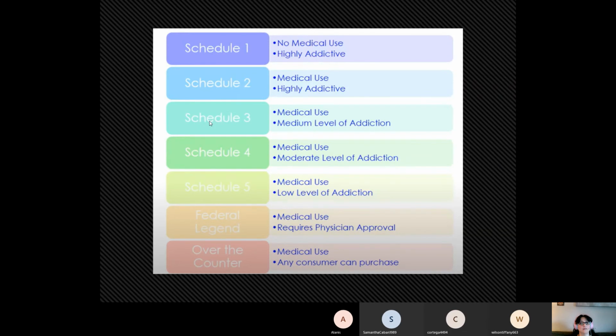Schedule 3s are drugs that also have medical use, and there's a medium amount of addiction associated. And then Schedule 4, it's even lower. Schedule 5, it's even lower. And then this right here basically means you just have to have a prescription. You can't just grab it off the shelf, which is called over the counter. Write that abbreviation down, OTC, and you can tattoo that one on you permanently, because everybody's probably heard it and is familiar. This means that you can just go anywhere and pick it up and buy it.